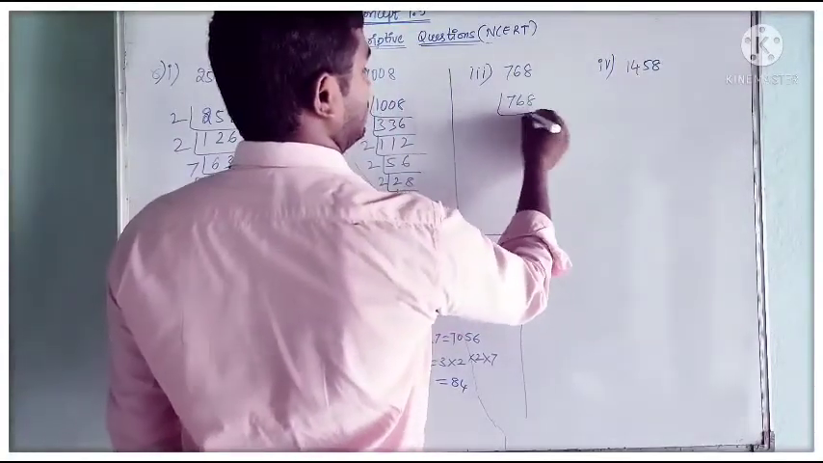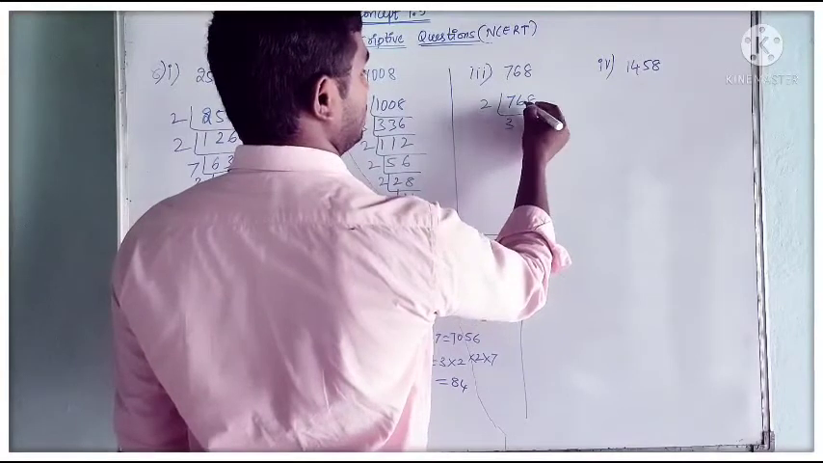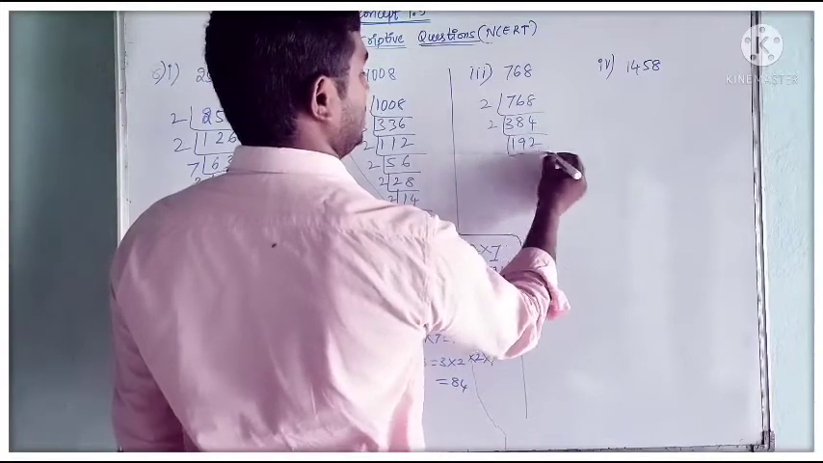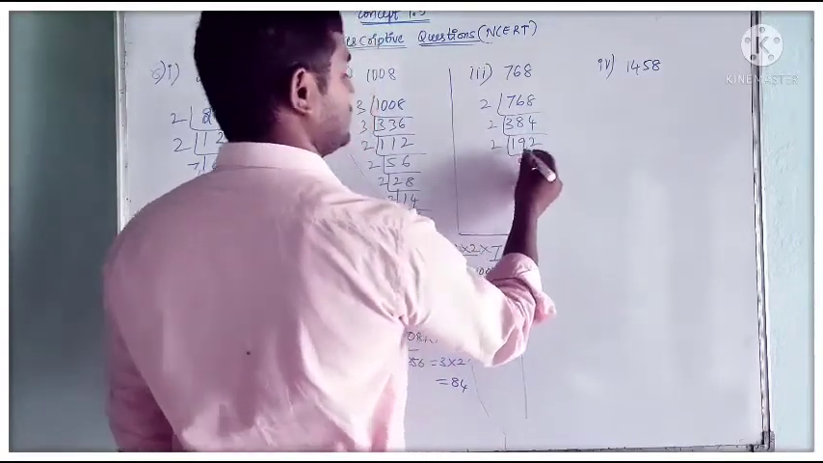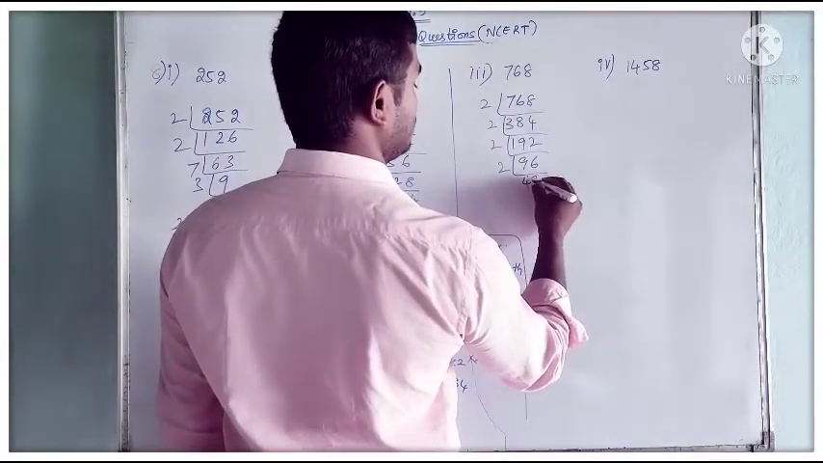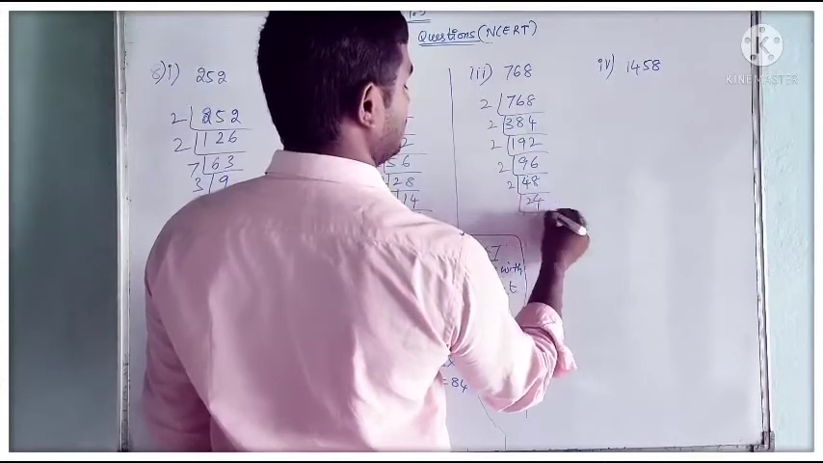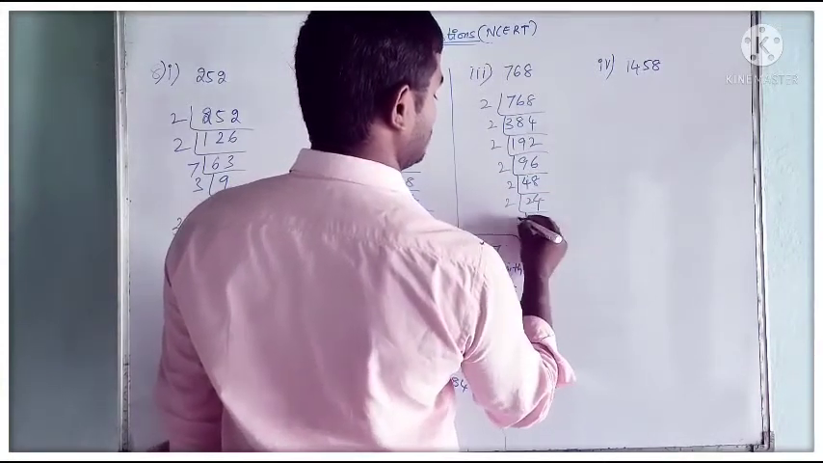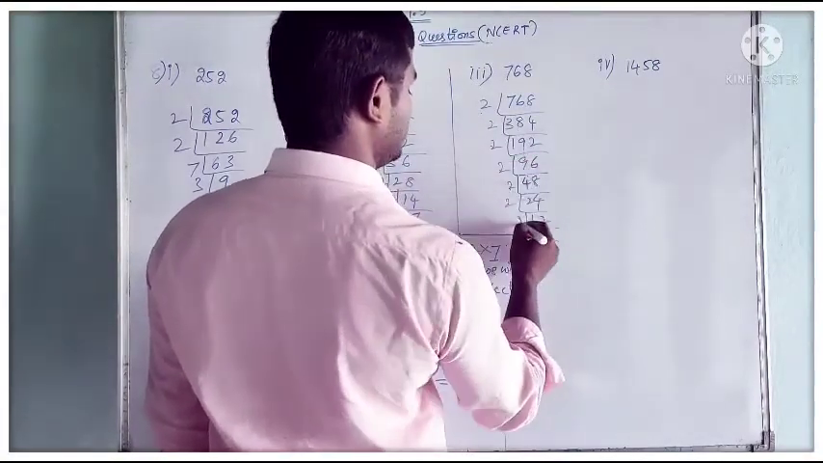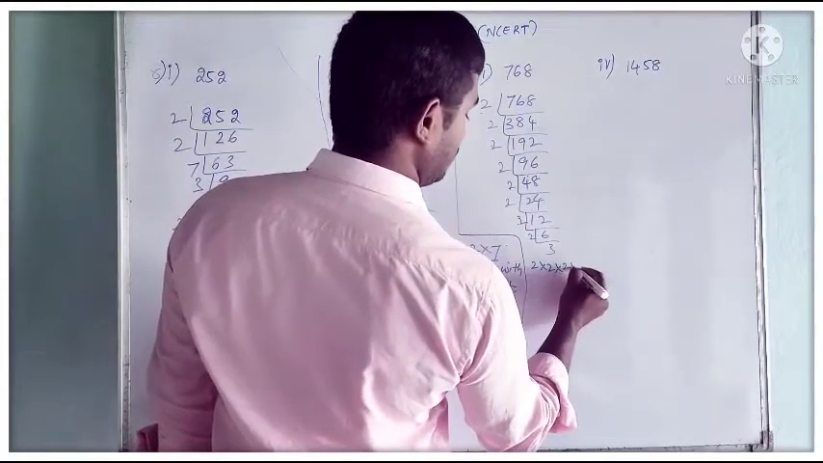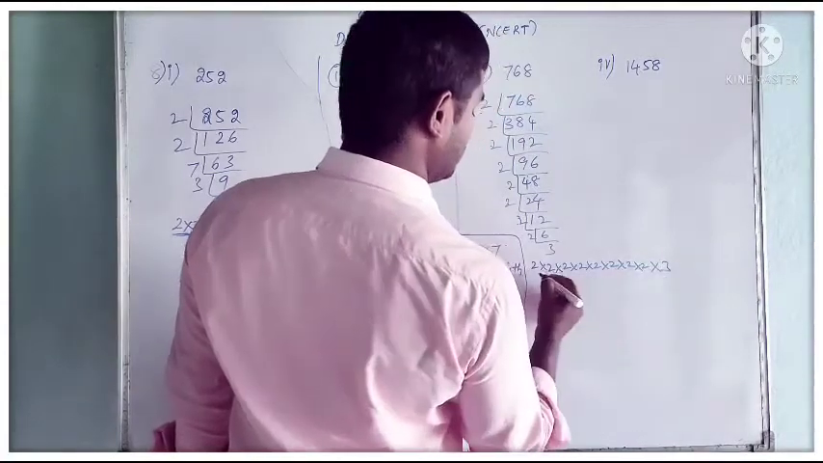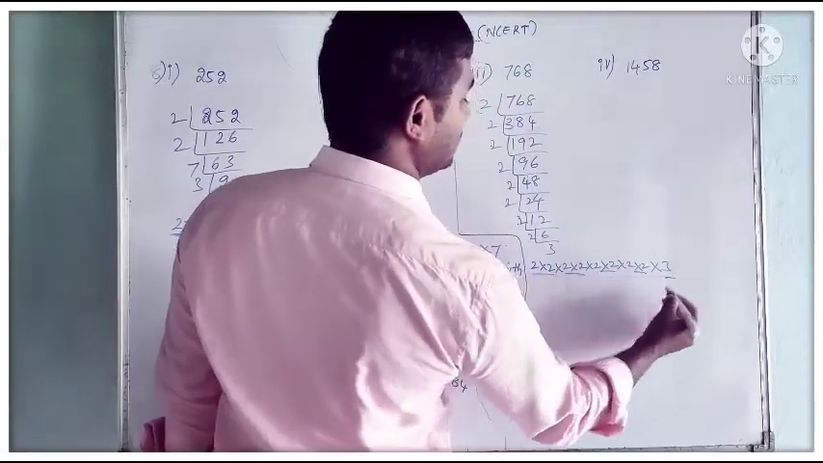Similarly, 768. Prime factorization. So now 2 threes are 6, 2 eights are 16, 2 fours are 8. Next, 2 table. 2 ones are 2, 2 twos are 4. Again, 2 table. 2 nines are 18, 2 sixes are 12. Again, 2 table. 2 fours are 8. Next, 2 twelves are 24, 2 sixes are 12, 2 threes are 6. Write the prime factors: 1, 2, 3, 4, 5, 6, 7, 8, 2 into 2 into 2. So we have 8 twos and 1 three left over.